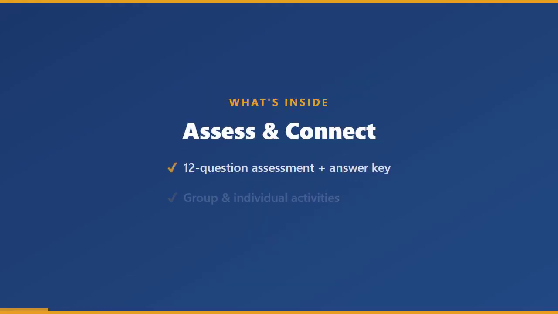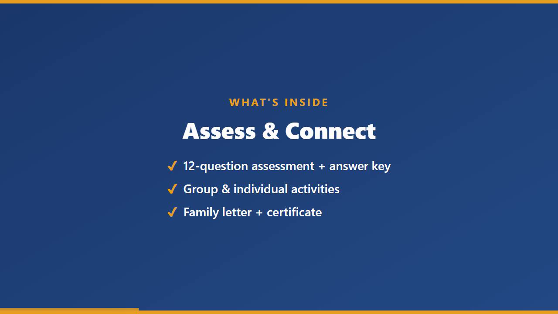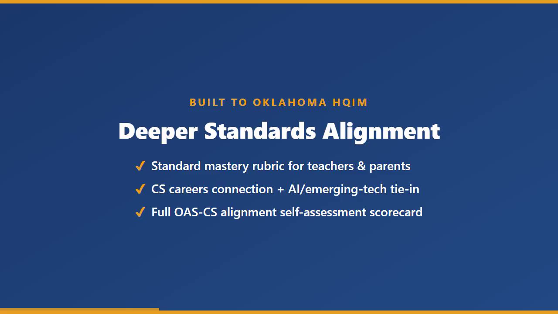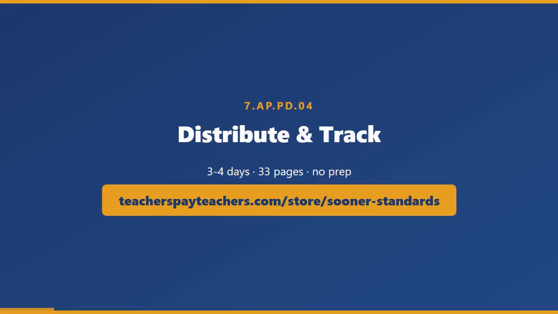This unit includes a standard mastery rubric for teachers and parents, a visual comparison chart of individual versus collaborative timelines, a CS Careers connection, and an AI connection, all built to the Oklahoma HQIM rubric. Also, a 10-question assessment with answer key, group and individual activities, vocabulary puzzles, a family letter, and a certificate of achievement. That's 3 to 4 days of no-prep, HQIM-aligned instruction across 33 ready-to-print pages.